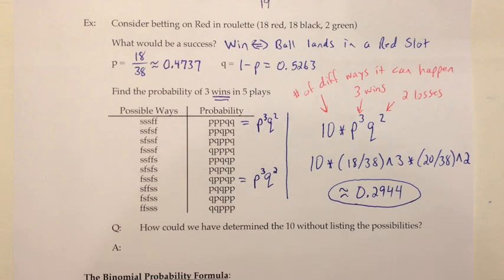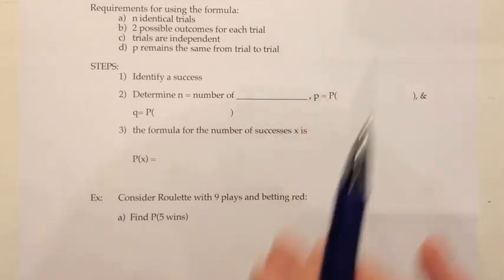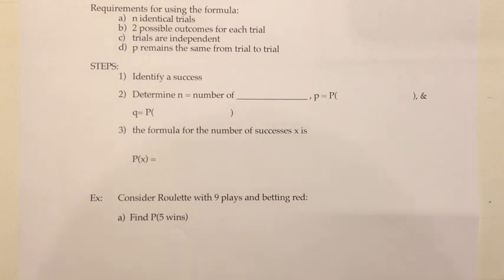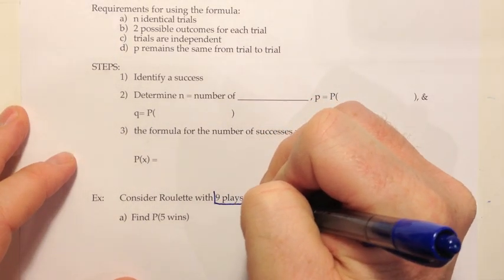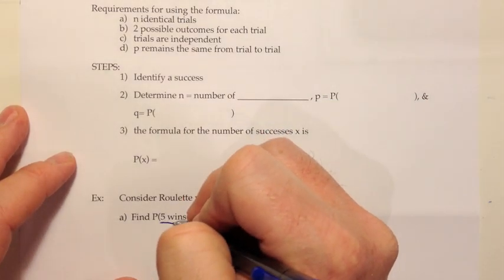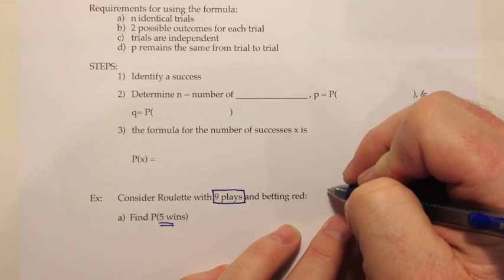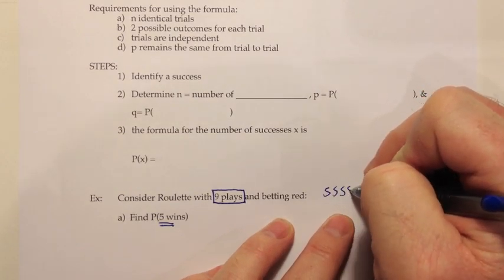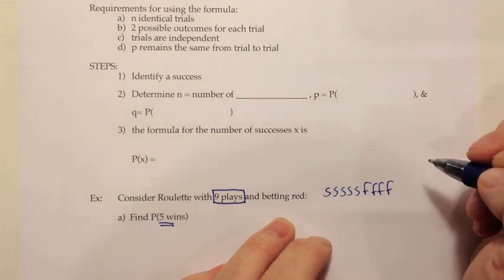So to answer this question, let's jump down to the bottom and look at another one, and I'll try and talk you through it down here. So consider playing roulette 9 times and betting on red and trying to find the probability of 5 wins. So we're switching things up a little bit. It's 9 plays now, not just 5. And then instead of 3 wins, we're looking at 5 wins. So one of the ways this could happen would be that I could win the first 5, and then I could lose the 4 after that.